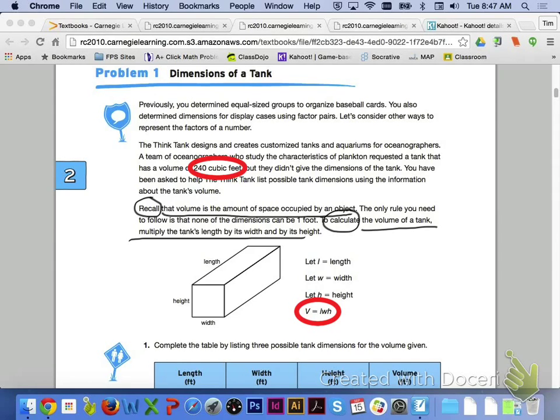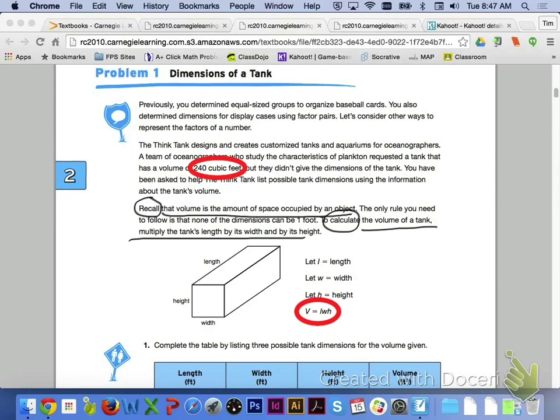In problem number 1 on page 52, we will be looking at the dimensions of a tank. We determined dimensions for display cases using factor pairs back in Chapter 1. Let's consider other ways to represent the factors of a number. The think tank designs and creates customized tanks and aquariums for oceanographers.